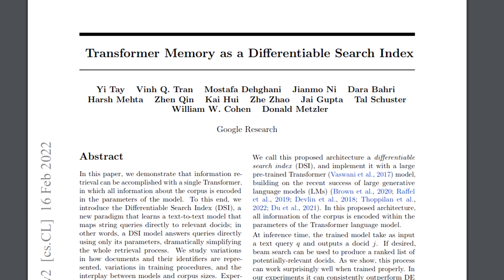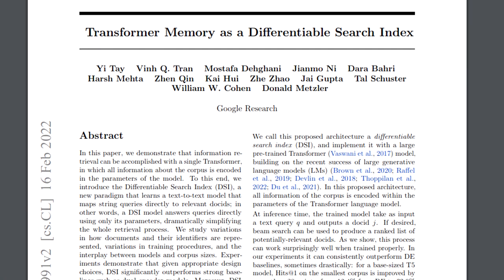Hello everyone. Today I'm here with Yi-Tae and Don Metzler, who are authors of the paper Transformer Memory as a Differentiable Search Index, which I find really cool, really inspiring, very creative, and very happy that you are here. Welcome to the channel. Yeah, thanks for having us. Thanks for having us.